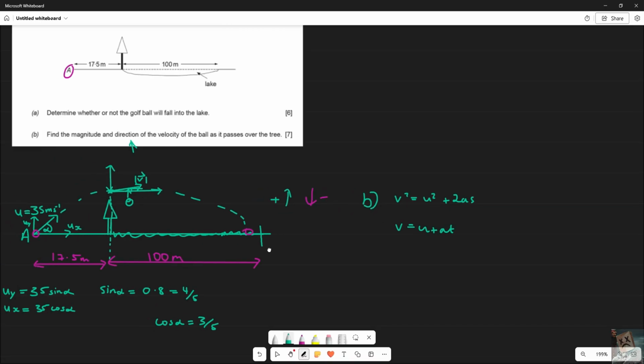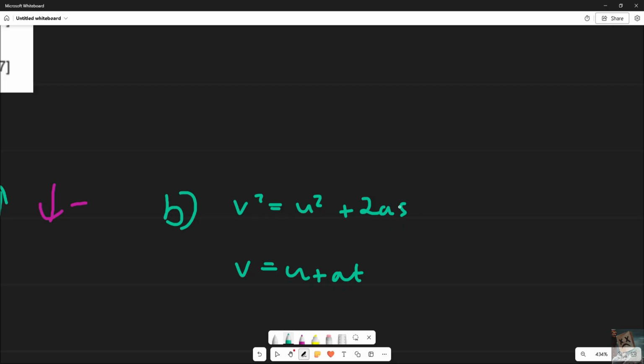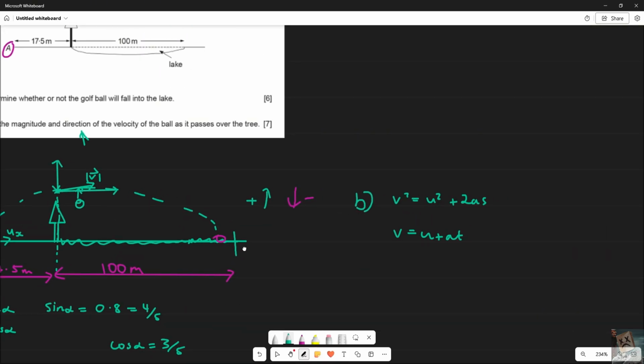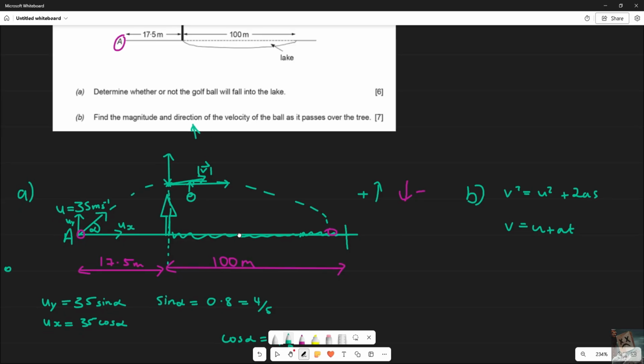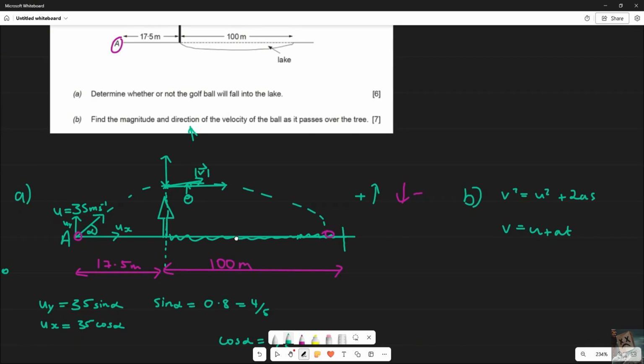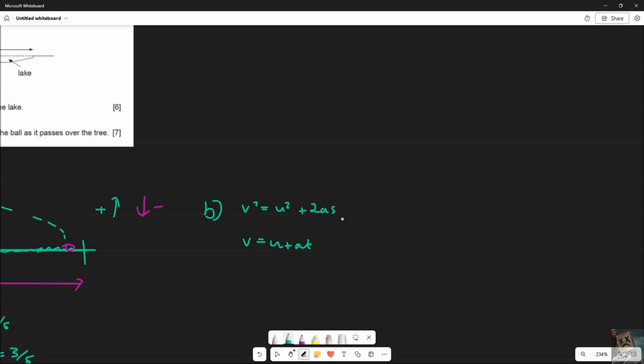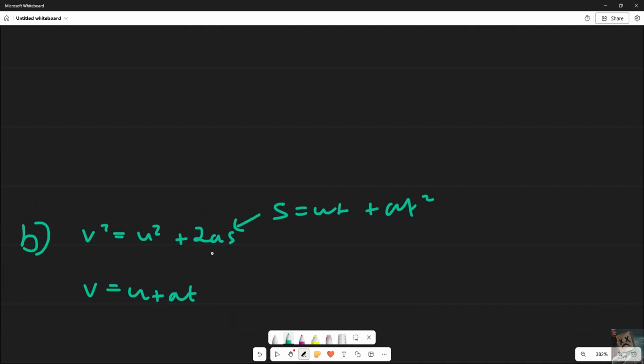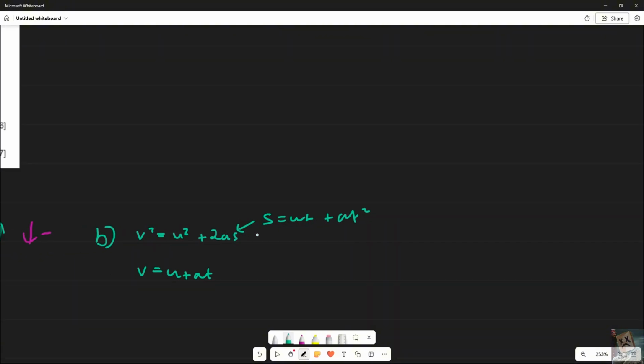So what we're going to do is, for this one we need to find the vertical distance at this point from the floor. We're going to have to do quite a bit of work to get that, and you'd need the time for that, because s equals ut plus at squared, or you'd use this equation. So it's not really going to work.